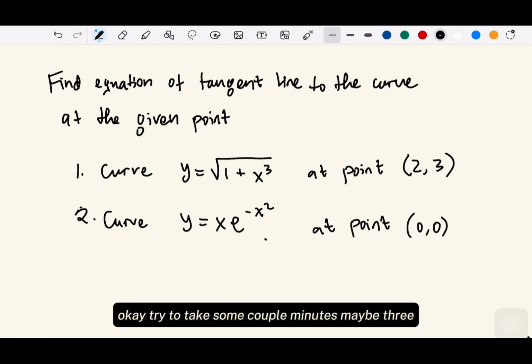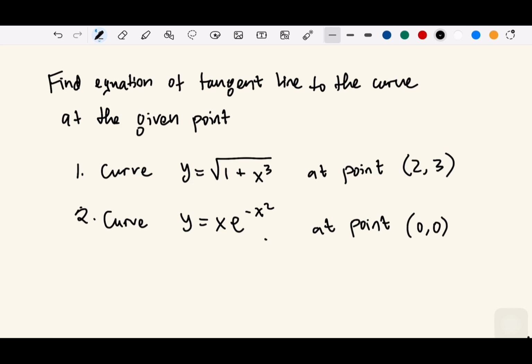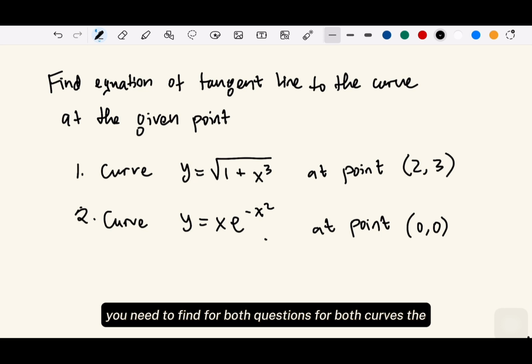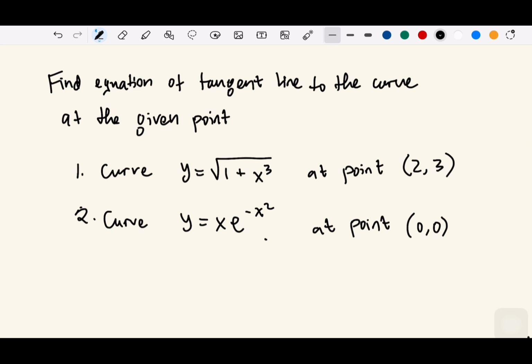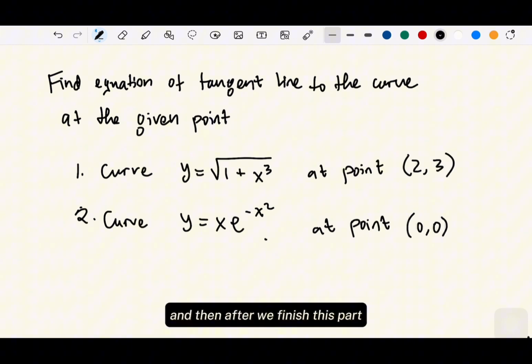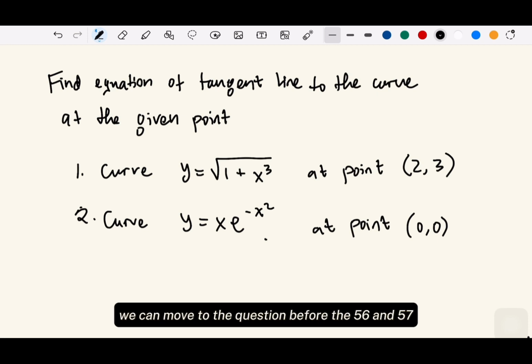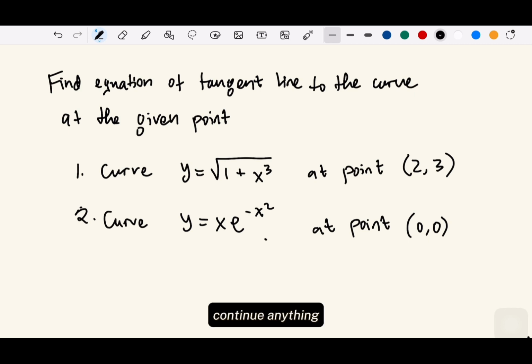Try to take a couple of minutes, maybe 3, maybe until the break. You can take this. Which means that you need to find, for both questions, for both curves, the equation of the tangent line. And then after we finish this part, we can move to the question before, the 56 and 57, which, if you see from the surface, are quite intimidating.